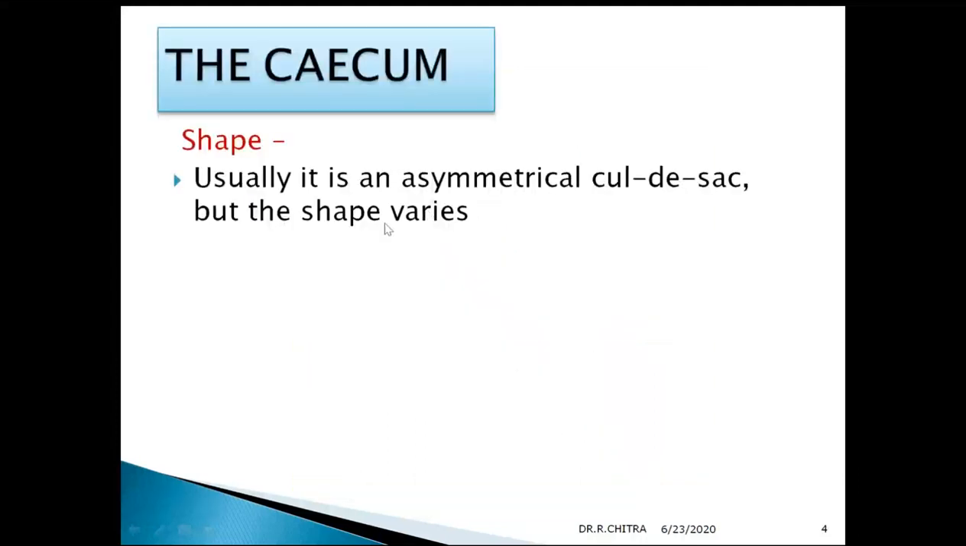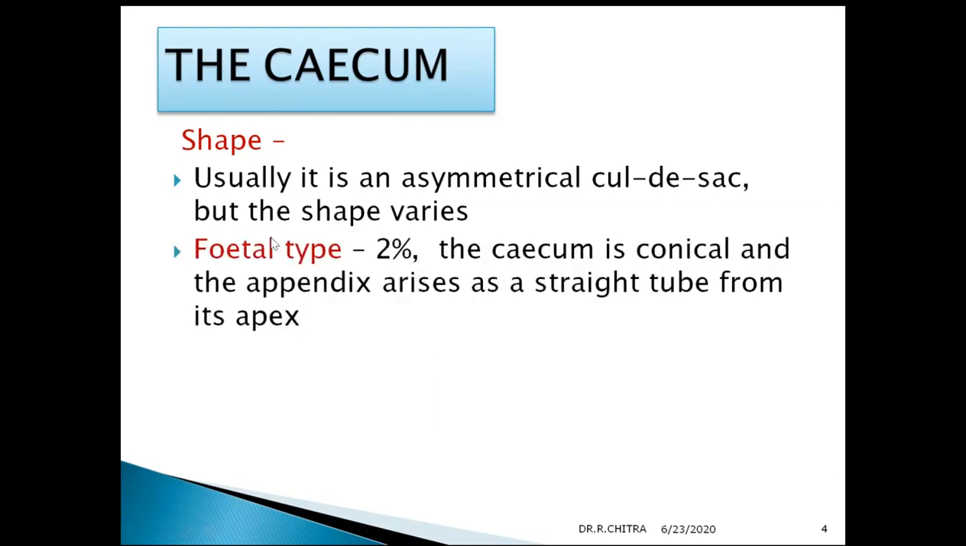So shape, we have already told it is asymmetrical, but the shape varies in the individuals. In about 2% of the population, the cecum is conical in shape. So like this, conical in shape, and the appendix will be arising from the tip of the cone. And this type is called the fetal type, and it will be present in 2% of the population.